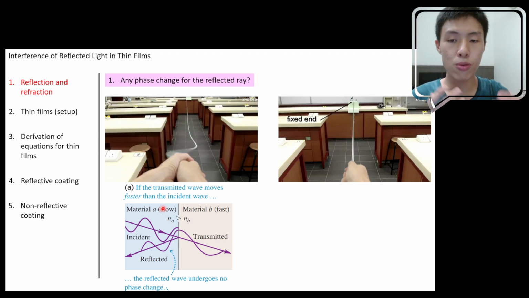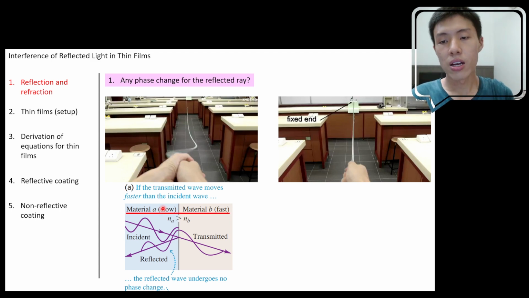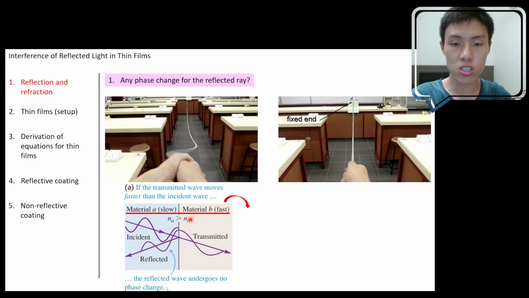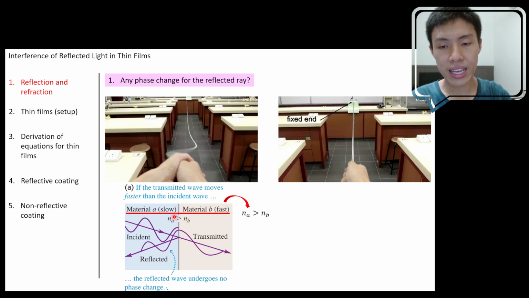Okay, so here I'm going to put in some mathematics. Material A is slow, material B is fast. How do we relate a slow material to a higher index of refraction? How do we relate faster traveling with a lower index of refraction? How do you relate these two things together? To understand it, maybe you need a little bit of equations. We know that nA is larger than nB over here, meaning the index of refraction for medium A is larger than the index of refraction for medium B.